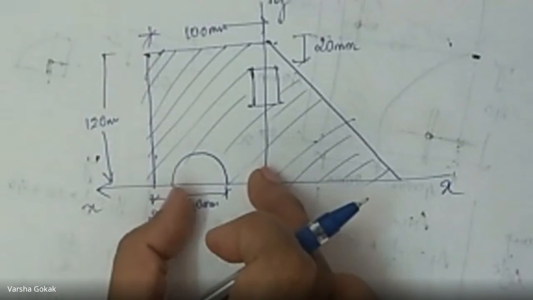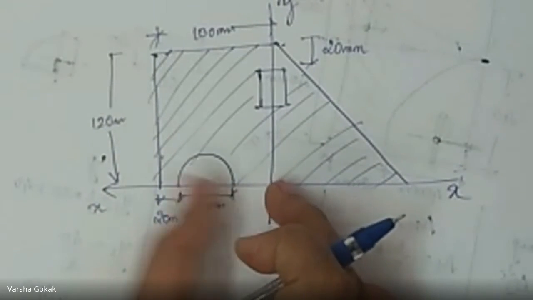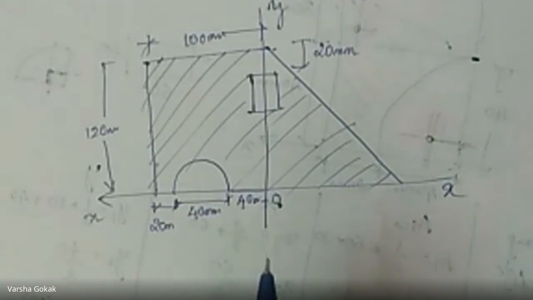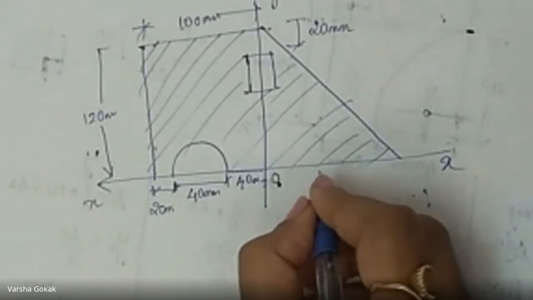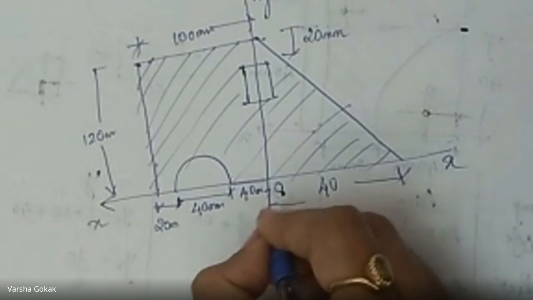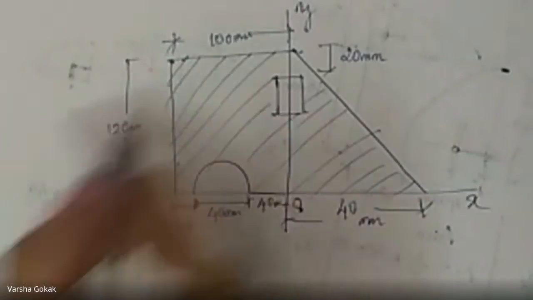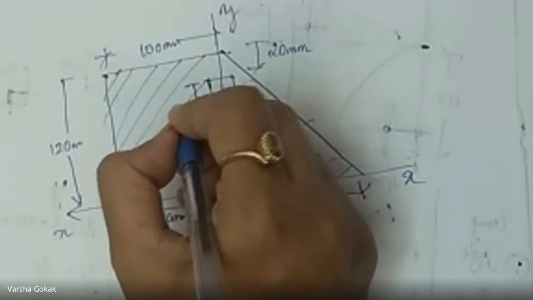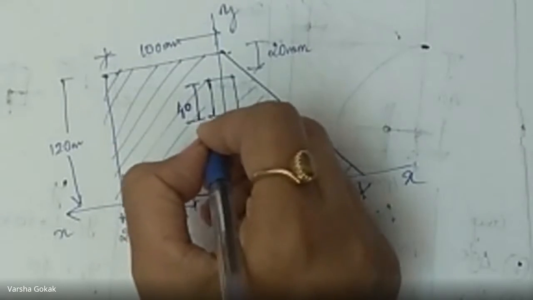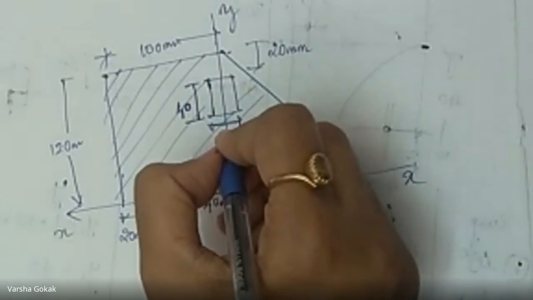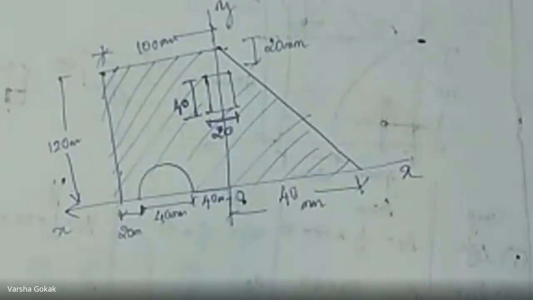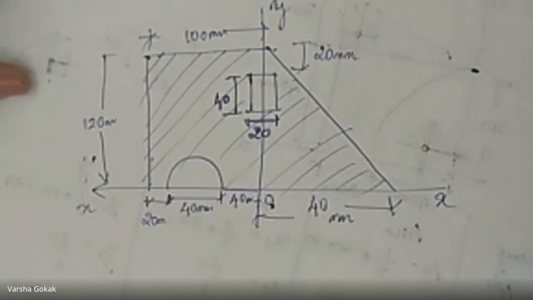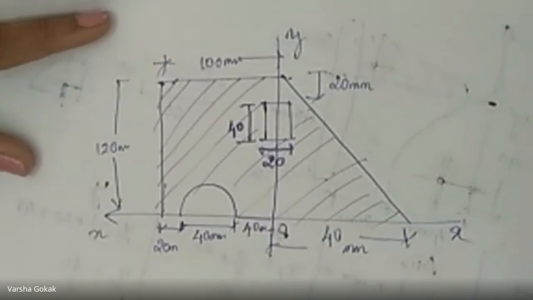If this is 100, this is 20 and this is 40, meaning 60, how much is remaining? 100 minus 60, that is again 40 mm. So this distance is going to be 40, we have to calculate that. Okay. And here the base of the triangle is 40 mm. Coming to the dimensions of this rectangle, the height of the rectangle is given to be 40, and the width is 20. Clear? So we have to find the CG of this particular figure, the shaded area only, right?